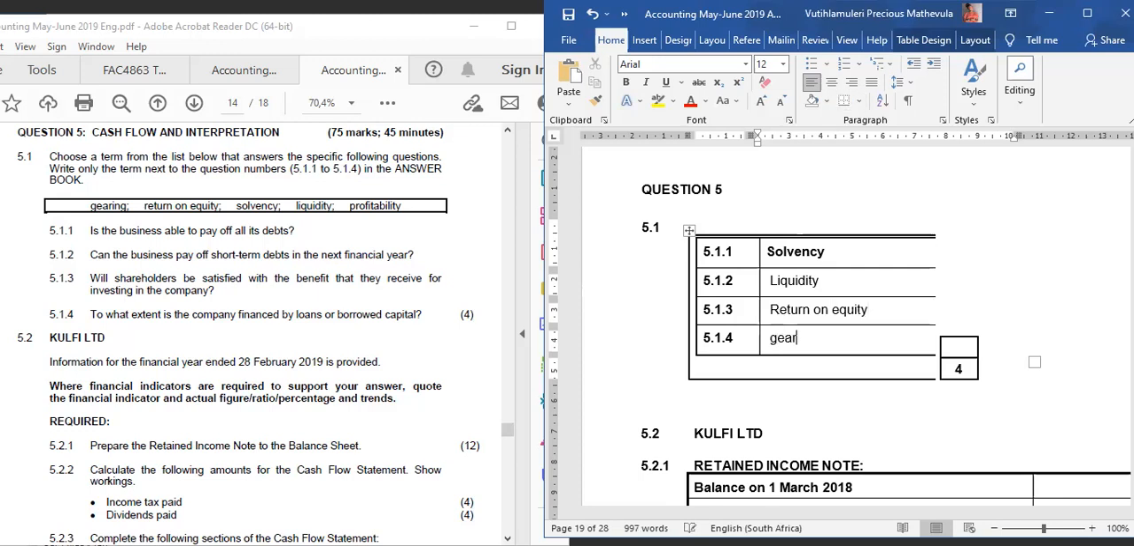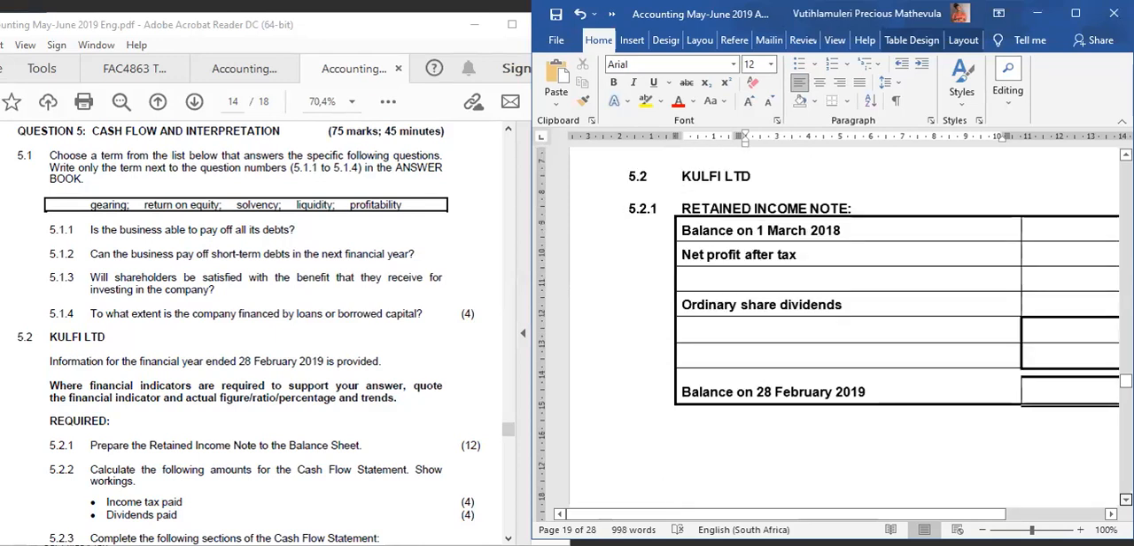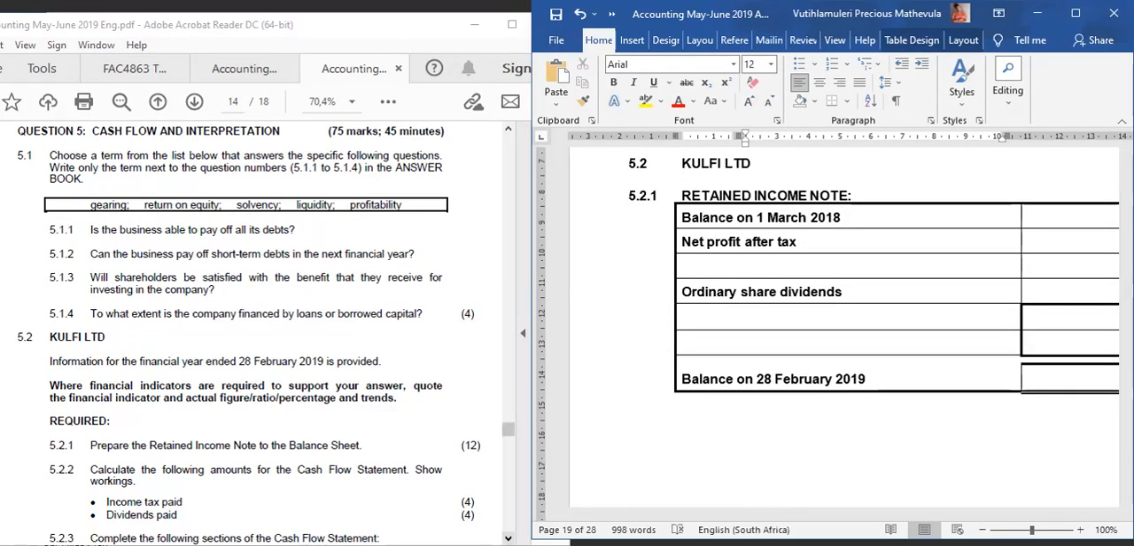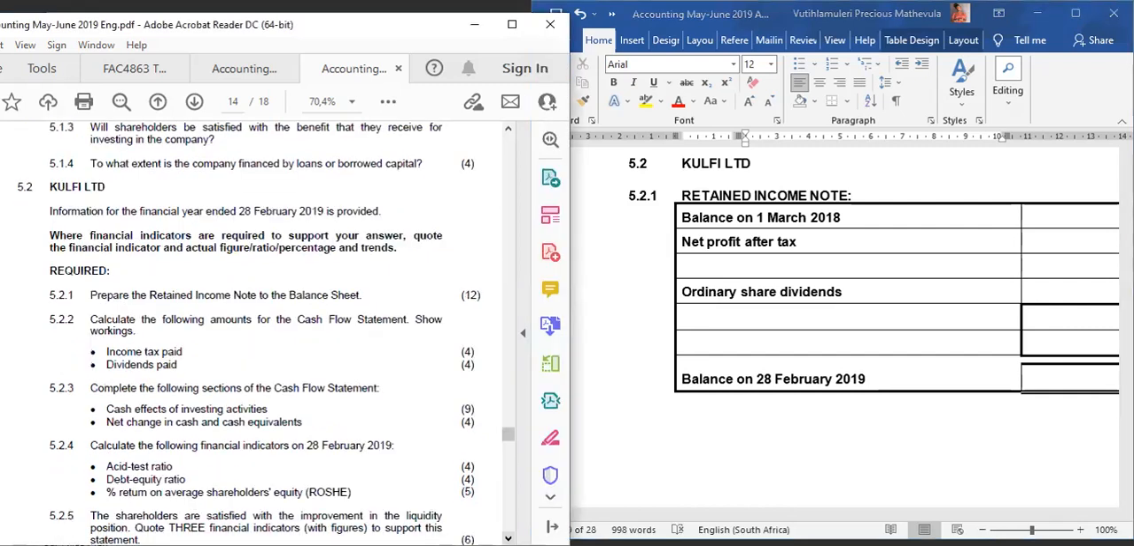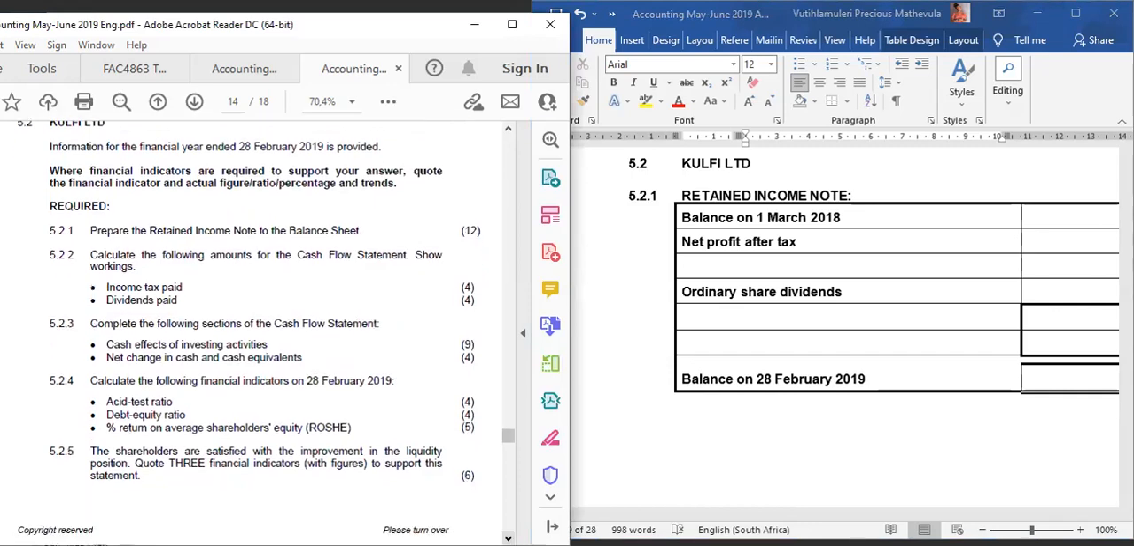So it's important for you to understand these things, and the ratios are linked to them. If you can listen to the lesson on it, you will be able to do it. Okay, so then we move to 5.2. The part that has to do with ratios is 5.2.4 and 5.2.5.